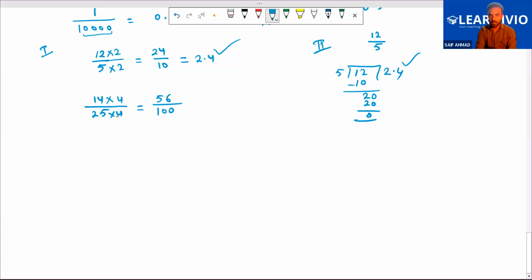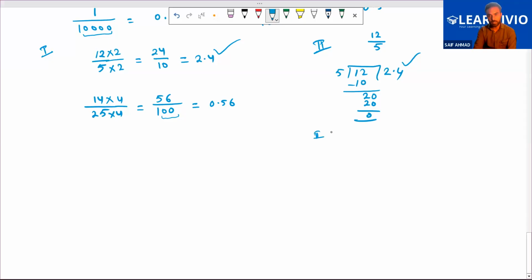Here 25 becomes 100. Now you can make it a decimal. It becomes 0.56. There are two zeros, so the decimal becomes 0.56. Understood or not? Understood clearly? Or you can do it by the second way.